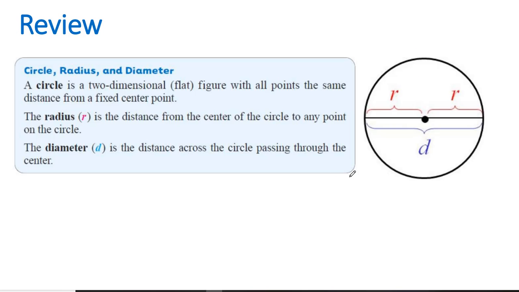Now it's time to review circles. For circles, we have to understand some vocabulary: the radius is from the central point out to the edge of the circle, and the diameter is fully across a circle. If you have 2 radii, that equals the 1 diameter. So if you want to solve the diameter and you're only given the radius, you're going to multiply the radius by 2. And if you want the radius and you're only given the diameter, you're going to cut that diameter in half.